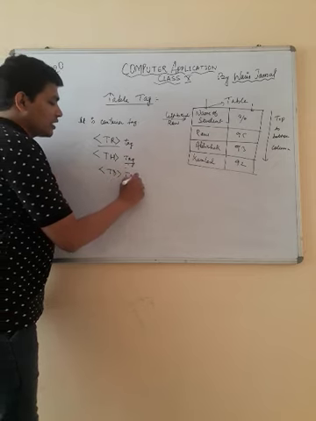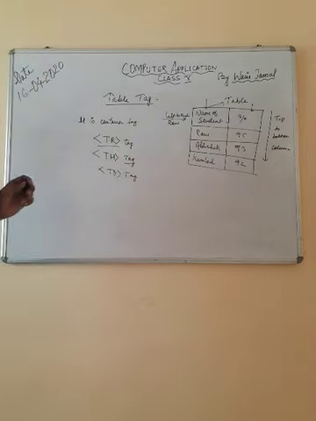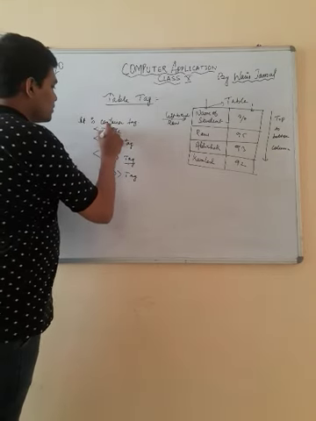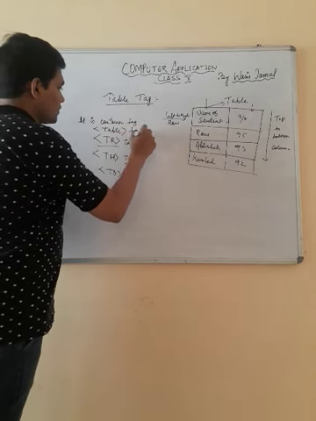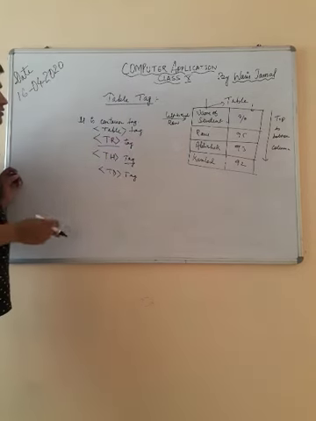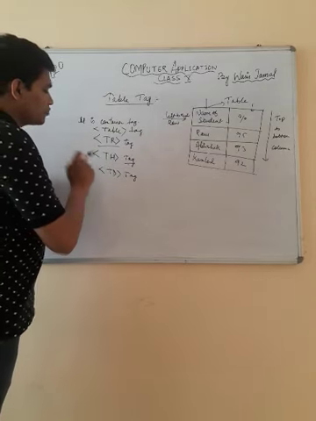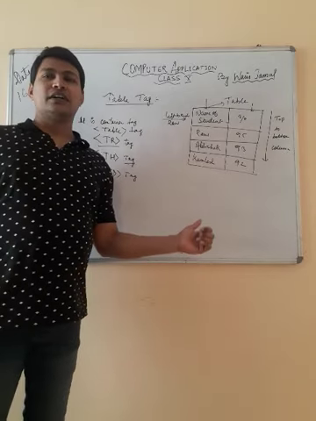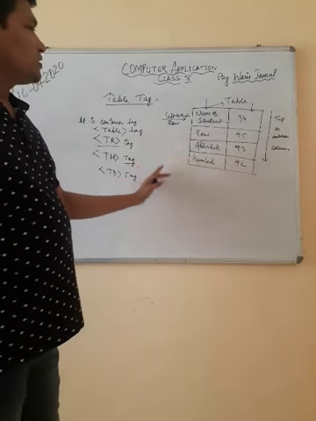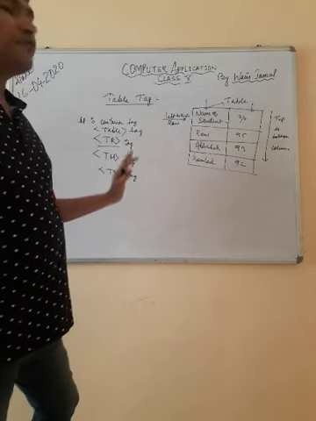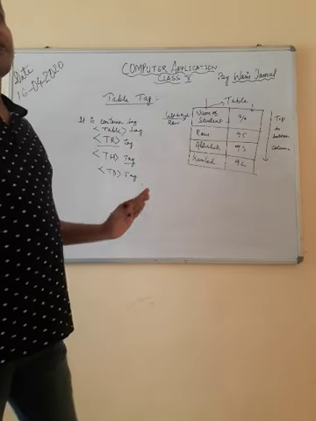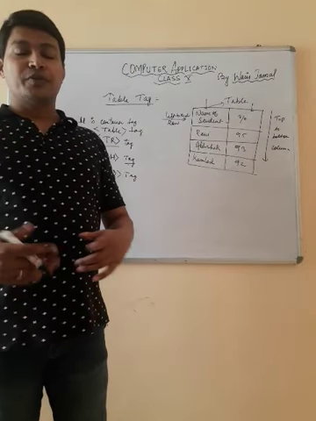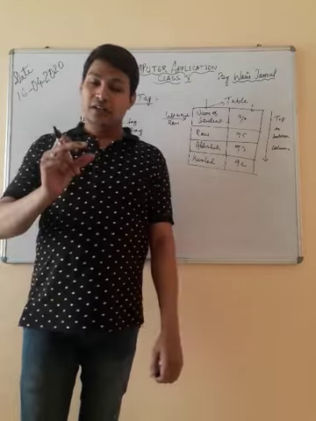Actually students, to create a table, 4 different tags are used. First one is the table tag, second one is the TR tag, third one is the TH tag, fourth one is the TD tag. These 4 tags are used in HTML to create a table. Each has a different function, and each has different attributes also. And each attribute helps to elaborate the function of the particular tag.